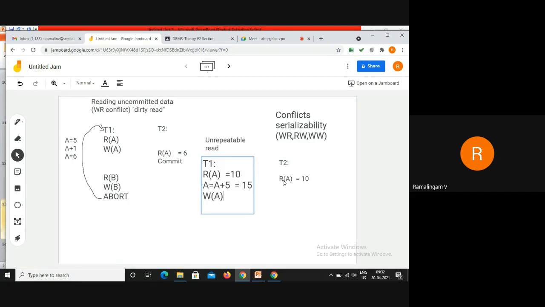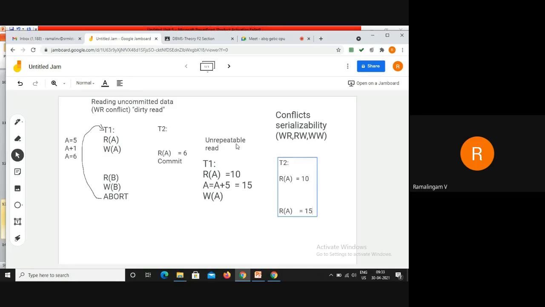In T2, we are reading a value, and after a period of time we are again reading a value. Initially the A value is 10 in transaction T2, and after some time when you read A again, the value is now 15. So the confusion arises in T2 whether A is holding 10 or 15. That's why it is called unrepeatable read.